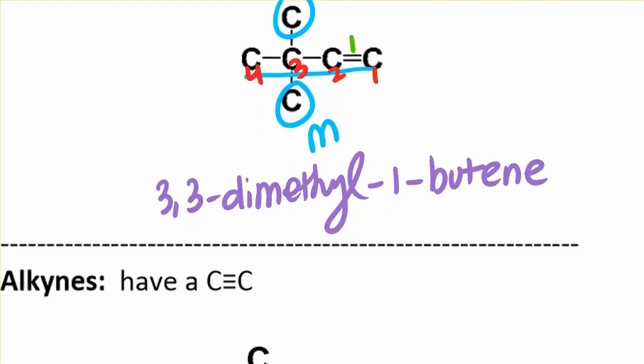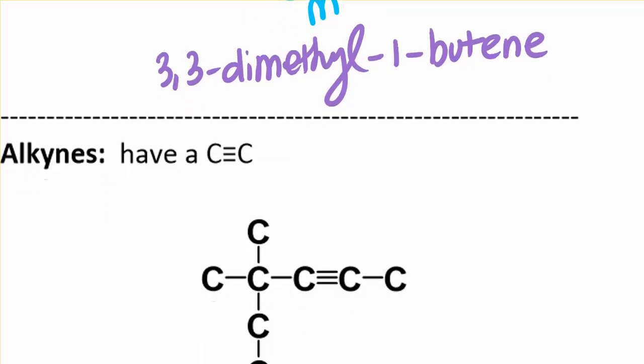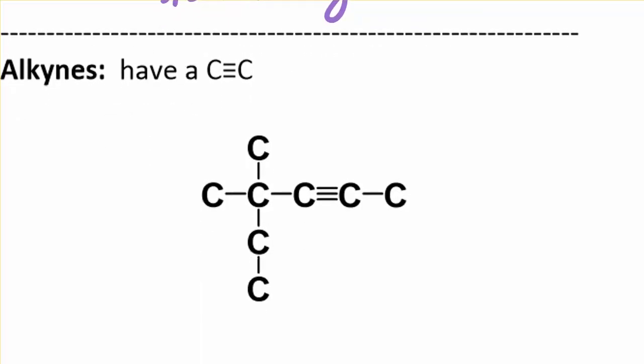I bet you can name this alkyne. Another good chance for you to try. Pause and see if you can get it. The longest chain is not straight across. I number from this end because it's closer to the triple bond. That means this is carbon 1.